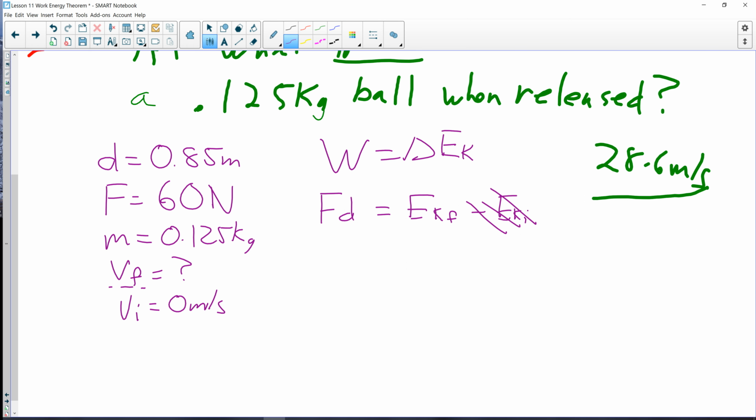So now I'm going to write that force times distance equals the final kinetic energy. Do I have all but one of those variables? I have force, I have distance, I have mass. The only thing I don't have is the final speed, and that's what the question wanted me to calculate. So now it's just a matter of algebra. I want to get VF by itself. What do I do with the half and the m?